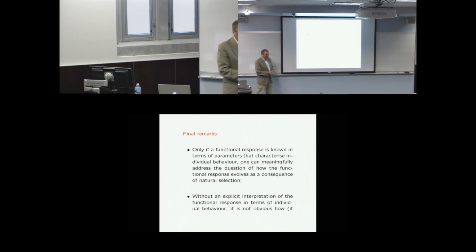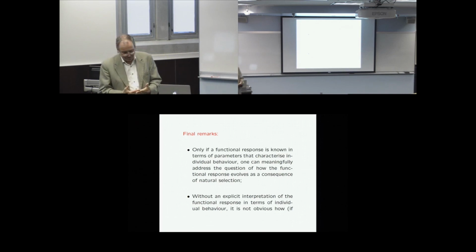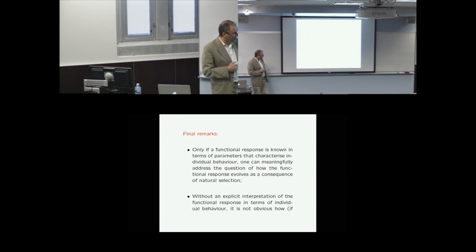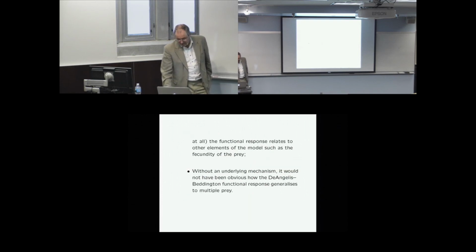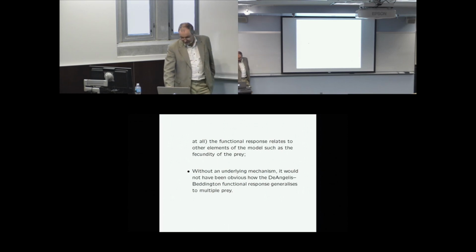As a final remark, I would like to stress once more that it's extremely important to be able to interpret the parameters in the functional response in terms of individual behavior, because natural selection operates at the individual level, and in order to even address the question of how the functional response evolves, we need to have this clear-cut biological interpretation in terms of individual behavior. Also, without an explicit interpretation of the functional response in terms of individual behavior, it's not at all obvious what the functional responses should look like in this multi-prey model.